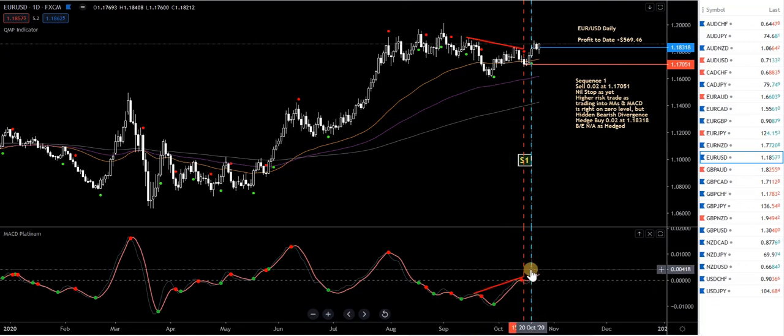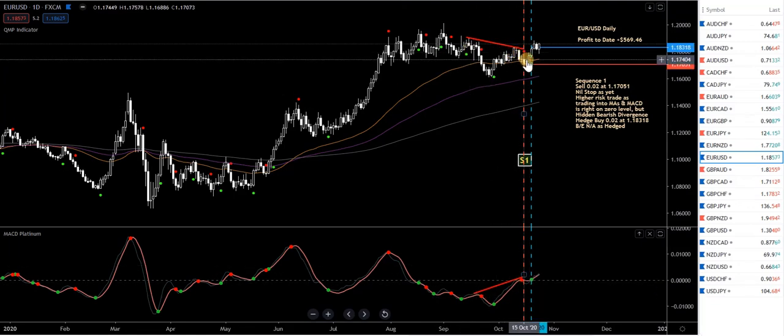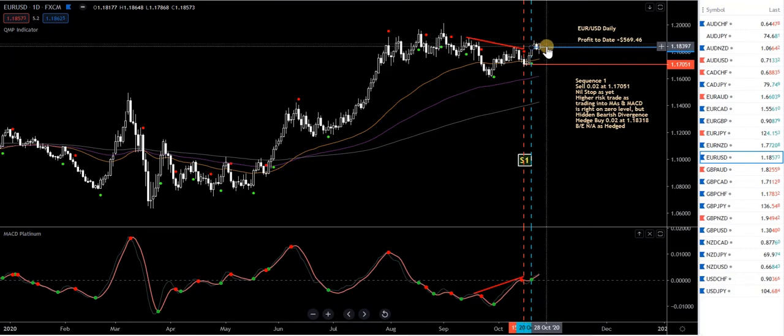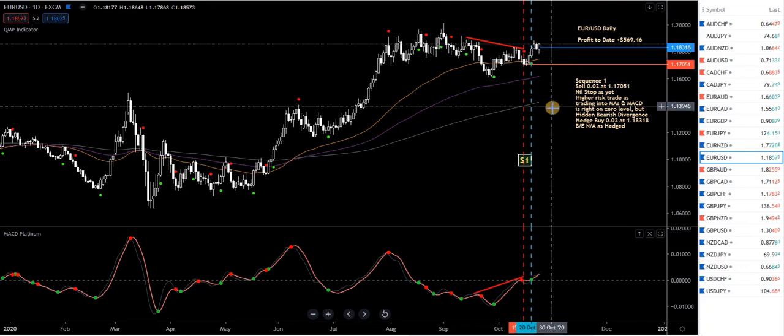You've got your hidden bearish divergence there. That's why I didn't have a stop. As soon as it went to a buy signal, I took the hedge buy. So at the moment I'm locking in a loss between these two lines.